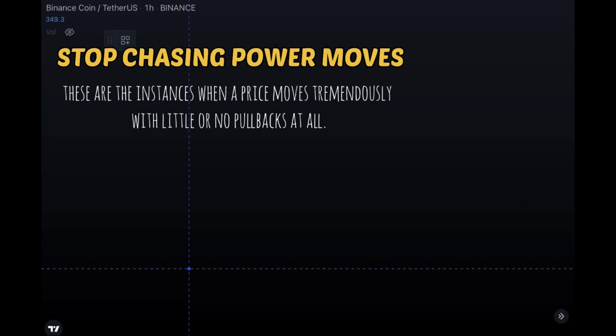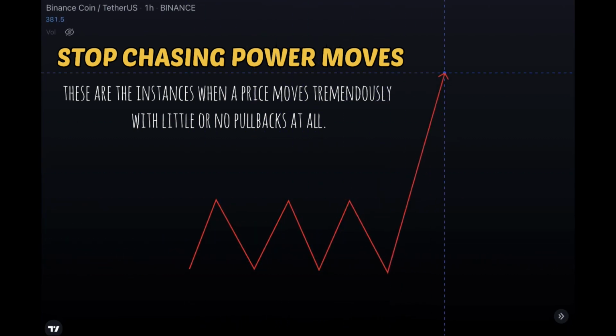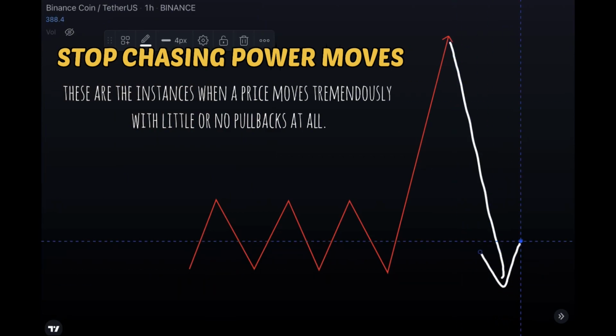Power moves are the instances when a price moves tremendously with little or no pullbacks at all. Why? Because most likely in this type of move, the market will also reverse in a tremendous way.